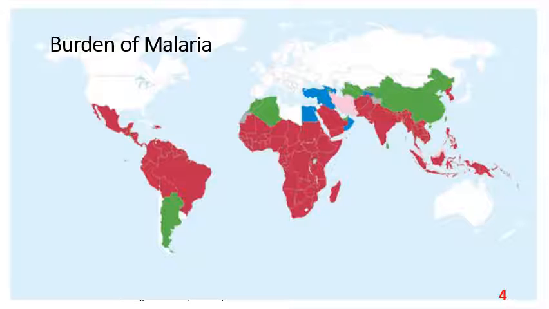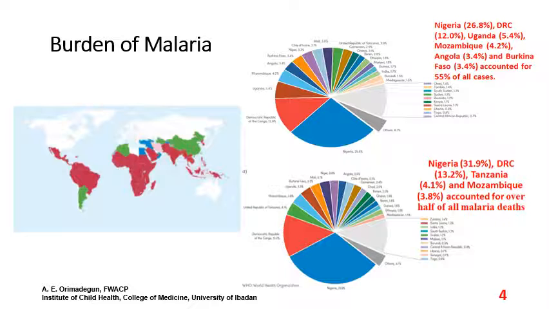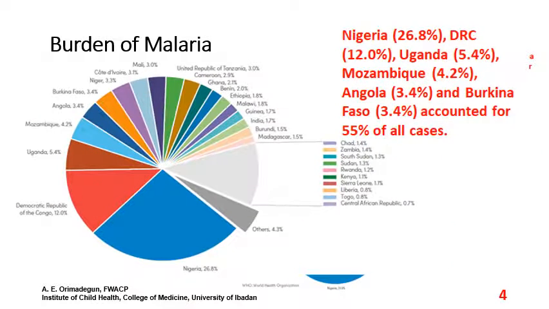The African region continues to bear a disproportionately large amount of the world malaria burden. In the year 2020, the African region accounted for 95% of all malaria cases and 96% of all deaths. Children under the age of 5 years accounted for around 80% of the malaria deaths in the region.